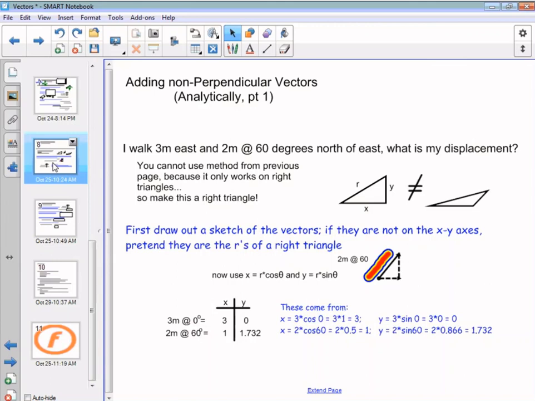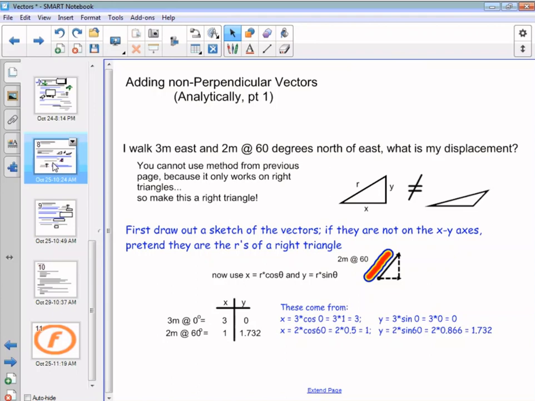Now, how do we add vectors that are not perpendicular to each other? That's going to be a little bit more of a challenge. What we've got to do is break things down into the X and Y pieces. We're only going to do a little bit of this today. We're not going to finish this up. But this will help us on that handy guide to trig functions if you haven't done it already.